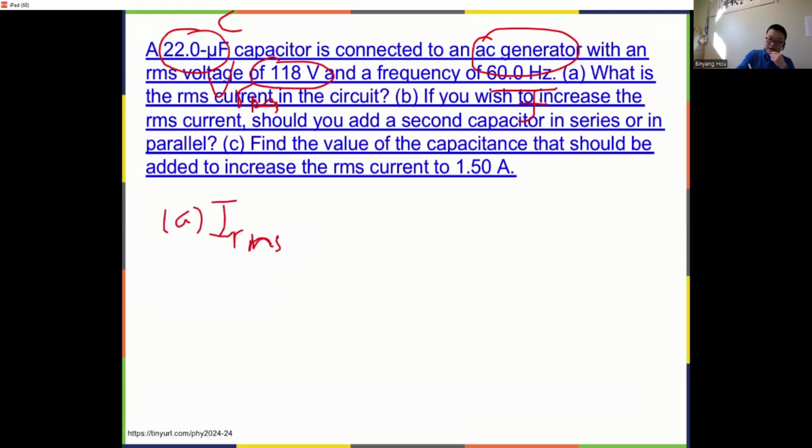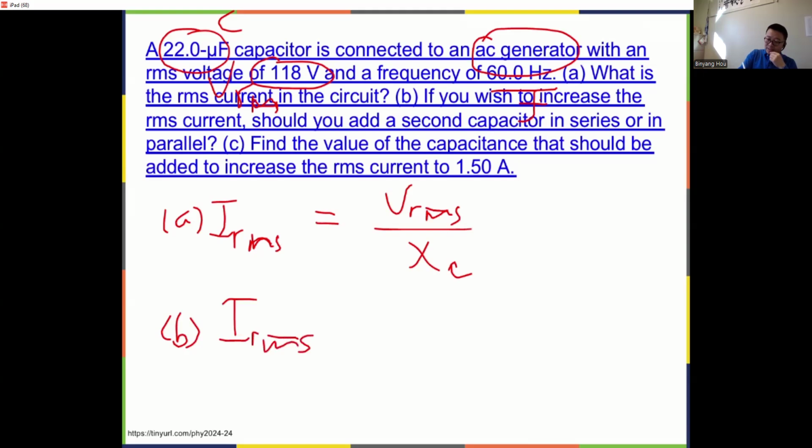So if you are looking for IRMS, then it will be VRMS over XC in this case, because it's a capacitor. And then B says if you wish to increase this IRMS, you can put a second capacitor in series or parallel. So if you want to increase this, that means you want to decrease your XL or XC.